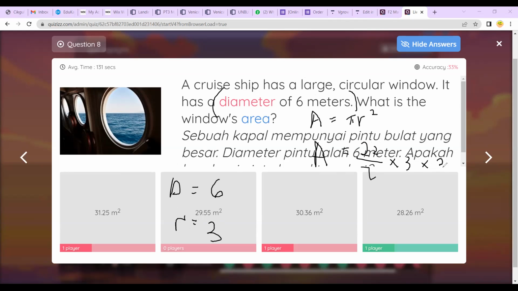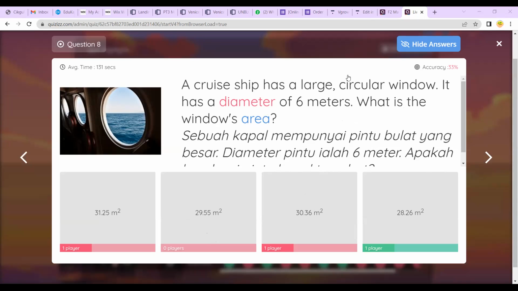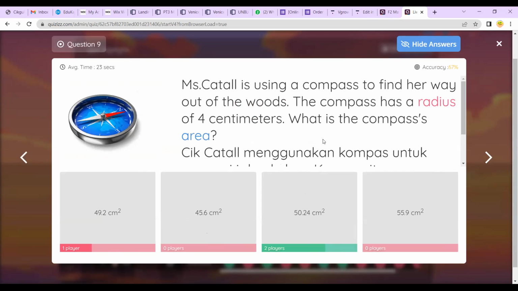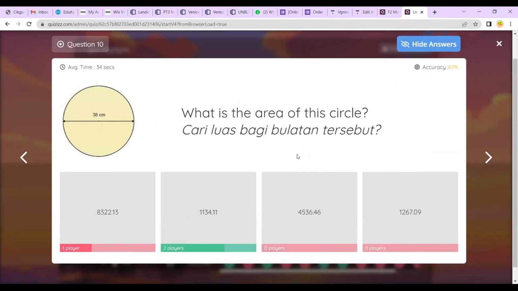So first thing first, must remember the formula. If you look at the questions, whatever you need to find here, area, write down the equation. Then you substitute whatever you have from the question. Then you won't go wrong. Surely you will get the answer. Okay, next question again. This one is to find what? Area. So given radius, same thing, pi times 4 squared. Then you'll get the answer. Okay, then this one, area of this circle.